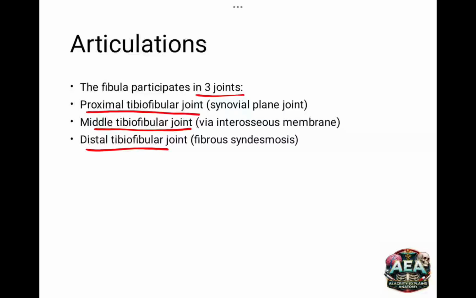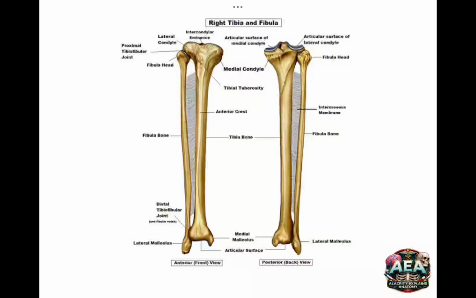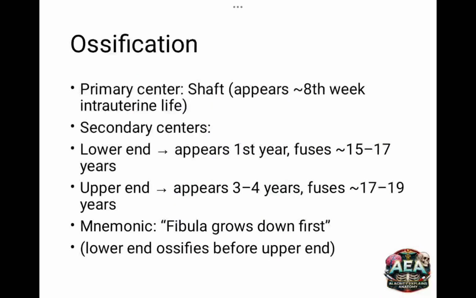Proximal tibiofibular joint, middle tibiofibular joint, and distal tibiofibular joint. These are the joints. This is the proximal tibiofibular joint. This is the distal tibiofibular joint, and the interosseous membrane connecting both interosseous borders of the tibia and the fibula.